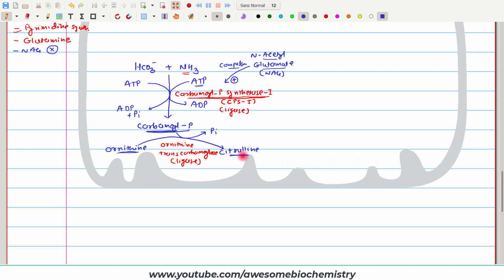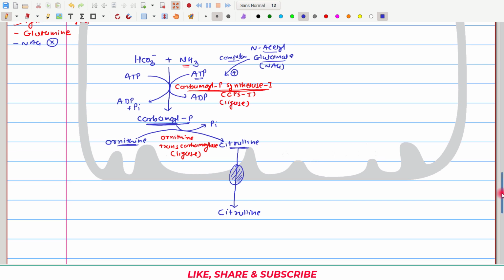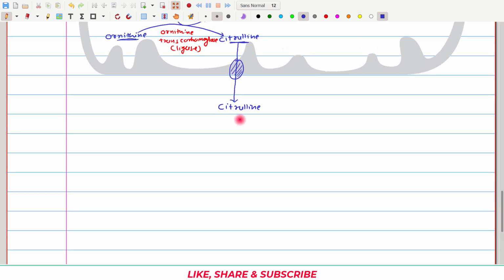Now, once citrulline is formed, citrulline can be transported across the mitochondrial membrane, and there are special transporters in the mitochondrial membrane which transport citrulline from inside the mitochondria to the outside. That means now citrulline can come into the cytosol. Once citrulline is inside the cytoplasm, it reacts with aspartate and gives rise to arginosuccinate.